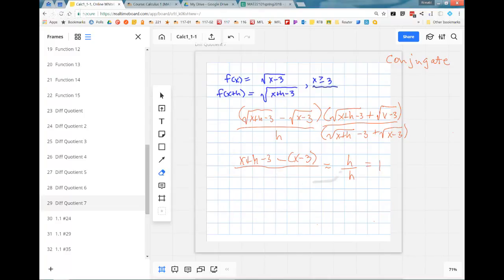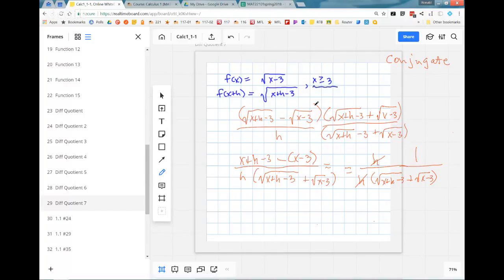All right, so on the bottom, we get h times square root of x plus h minus 3 plus square root of x minus 3. On the top, like I said, you just get an h. On the bottom, you get an h, and you get all this other wonderful stuff. And now the h's really do cancel, and there is your difference quotient.